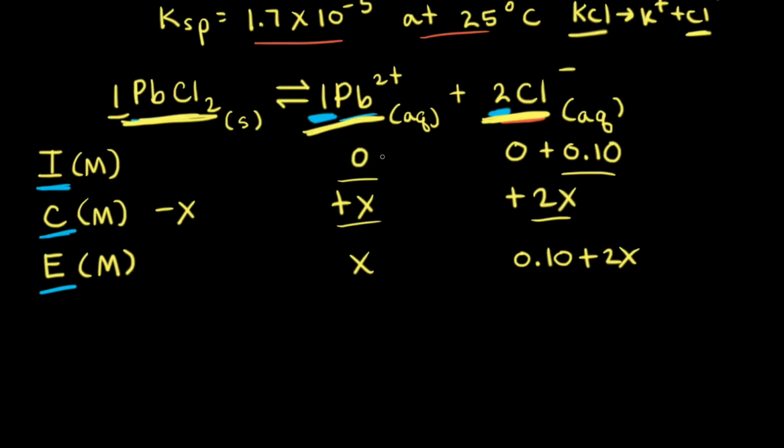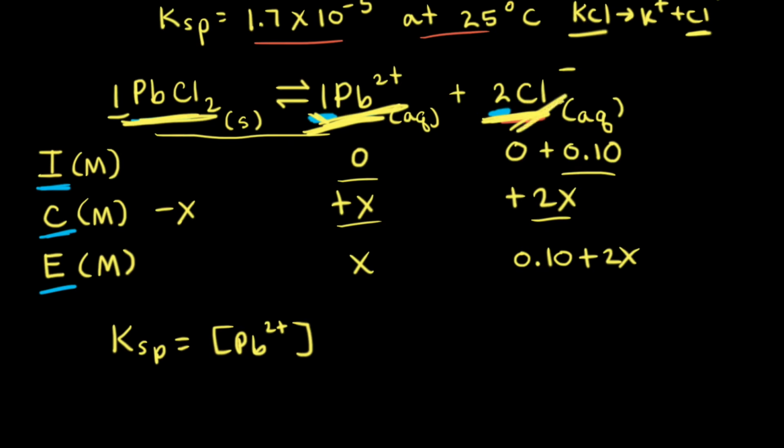Next, we need to write a KSP expression, which we can get from the dissolution equation. So KSP is equal to the concentration of lead 2 plus ions raised to the first power times the concentration of chloride anions, and since there's a 2 as a coefficient in the balanced equation, we need to raise that concentration to the second power. Pure solids are left out of equilibrium constant expressions, so we don't write anything for PbCl2.